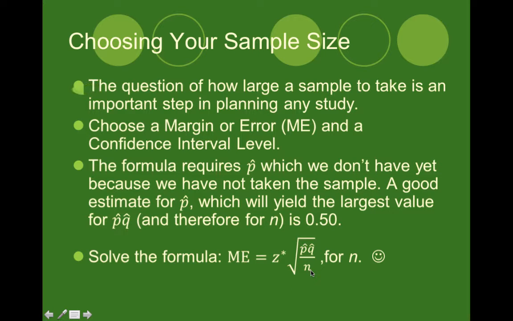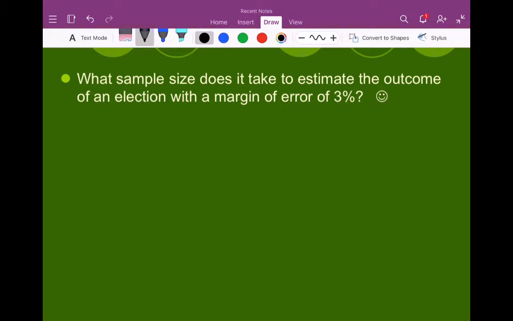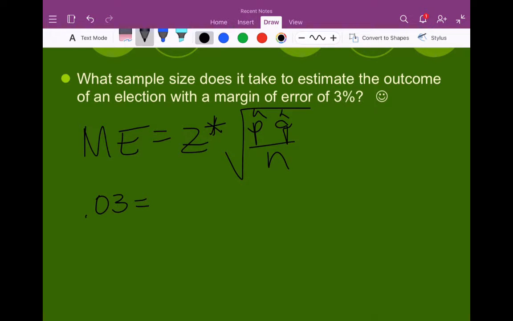So let's go ahead and look at an example of this. What sample size does it take to estimate the outcome of an election with a margin of error of 3%? Remember that our margin of error is equal to our critical value times our standard error, where the equation of standard error is the square root of p-hat q-hat over n. So my margin of error is 3%. My critical value, they didn't tell me how confident to be. So again, I'm going to go with 95% confidence. So my critical value is 1.96. Then I use 0.5 for p and 0.5 for q, all over n.